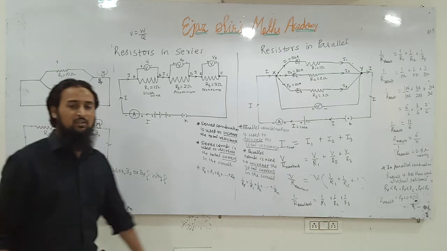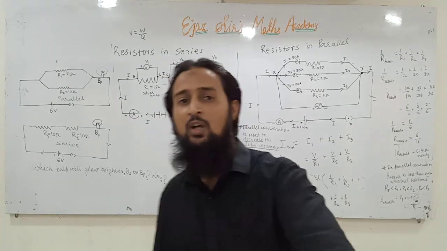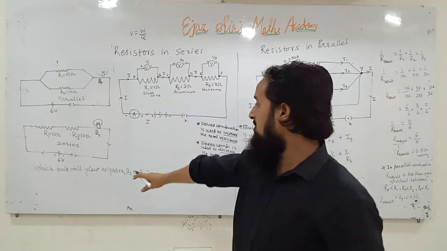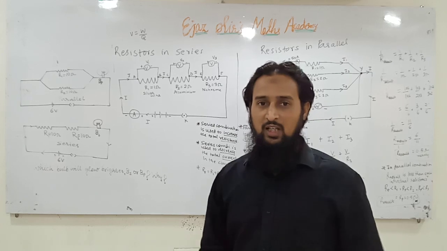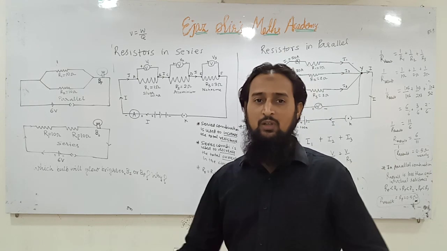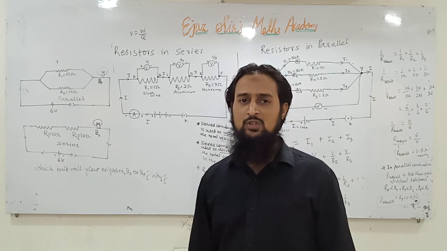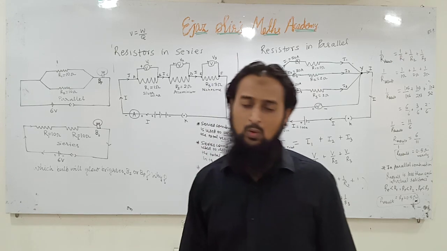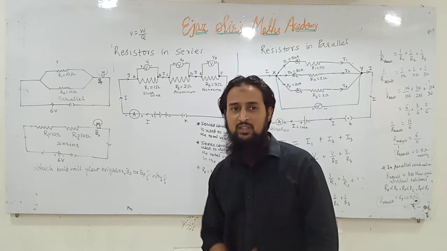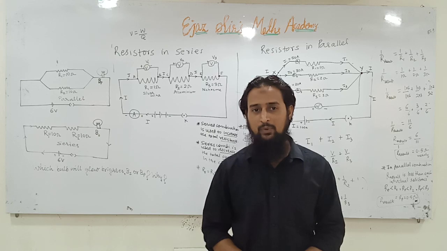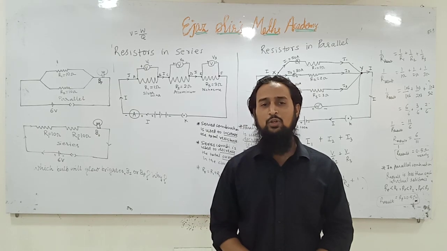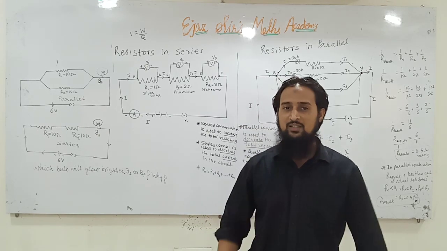Okay, so here we will end our lecture. You have to answer this question: which bulb will glow brighter? If more current flows, then the brightness will be more. If less current flows, then the brightness will be low. Okay, tell me the difference separately on WhatsApp, and I will tell whether your answer is correct or not. Give reason also to me.